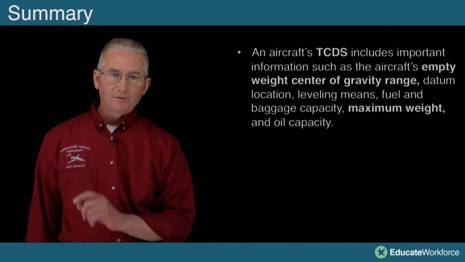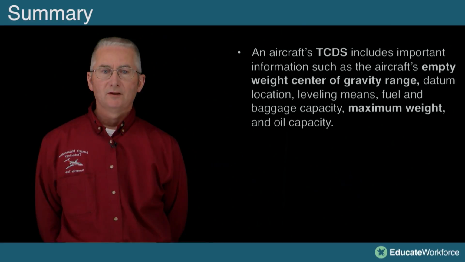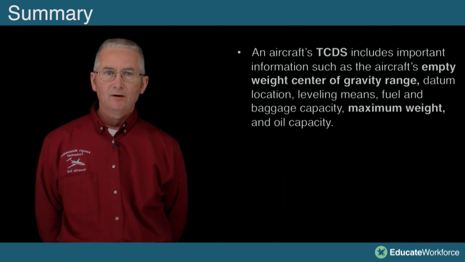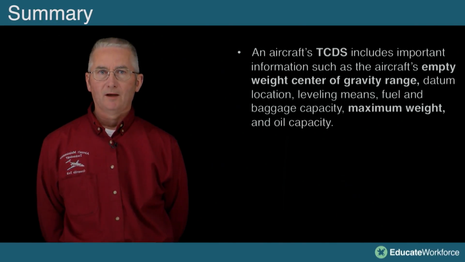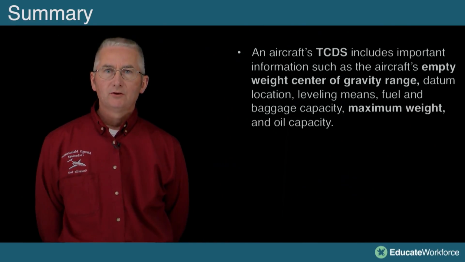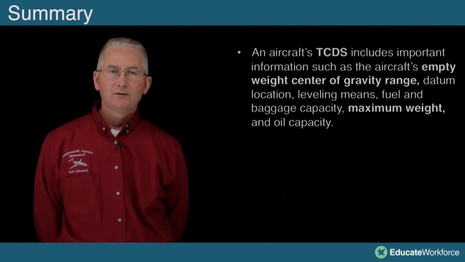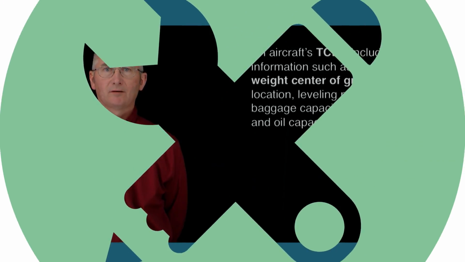Okay, the type certificate data sheet is going to include some very important information. It'll give us the empty center of gravity range. There should be a chart in there to show us where this center of gravity should fall. It's going to give us the means of leveling. It's going to tell us whether or not we have to have the oil tank empty or the oil tank full. It should provide us the maximum weight that the aircraft can fly at. This is all going to be critical information we'll utilize when we actually calculate the aircraft weight and balance.